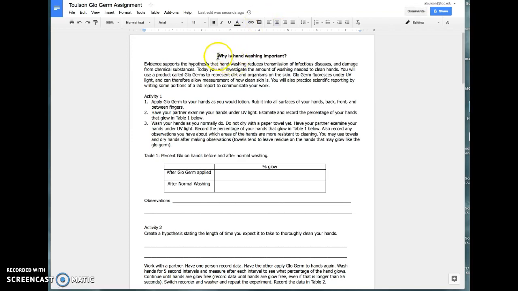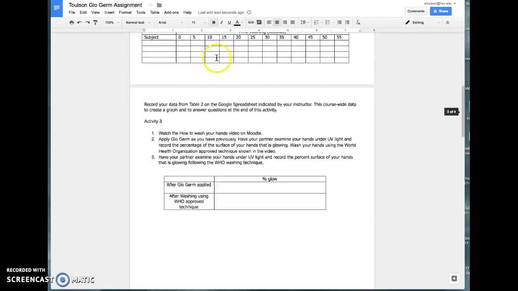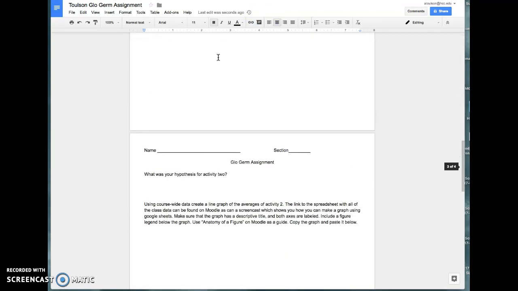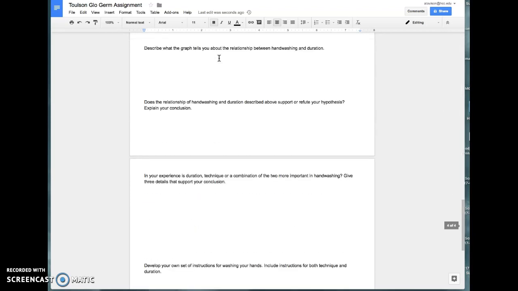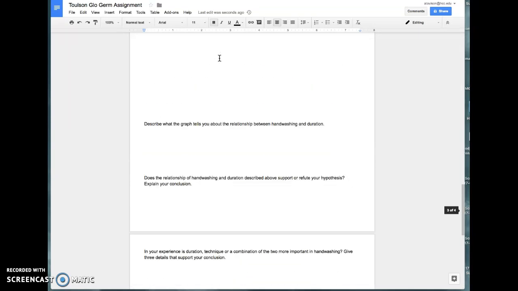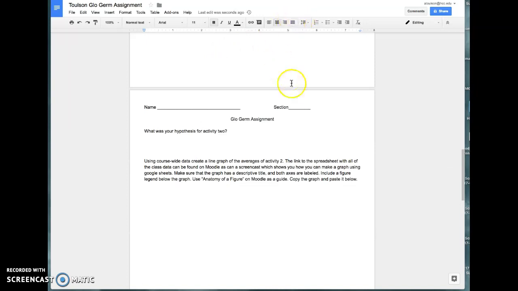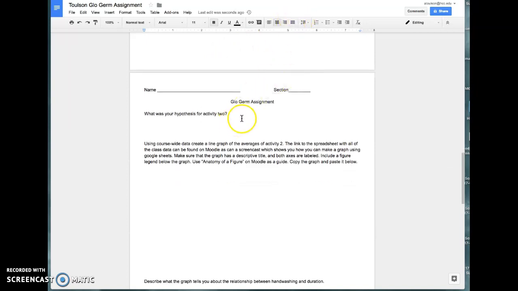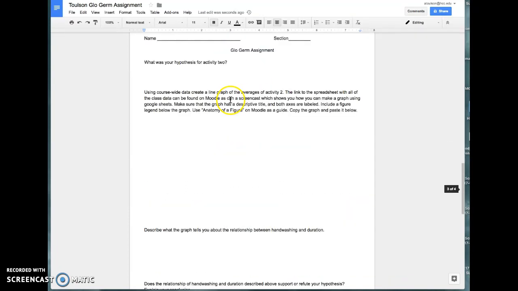Now you have done this part, collecting the data during class. This is the part where you actually need to fill out the answers and hand it in to your instructor. So the first question is, what was your hypothesis for activity two? And so you can either cut and paste what you did up here or type it in. And the second part is to use course-wide data to create a graph using Google Sheets.